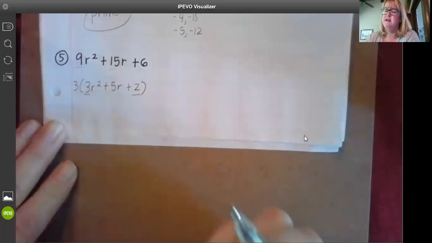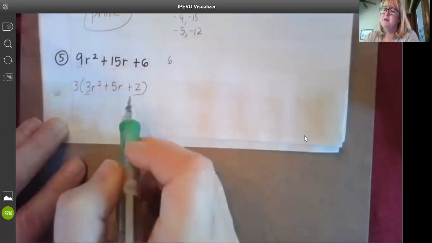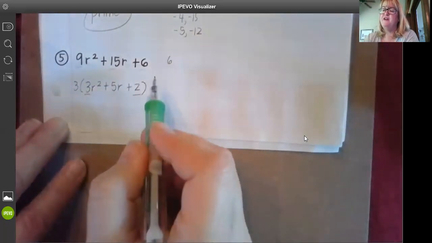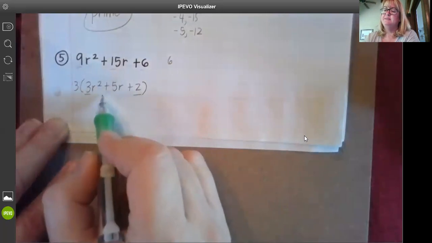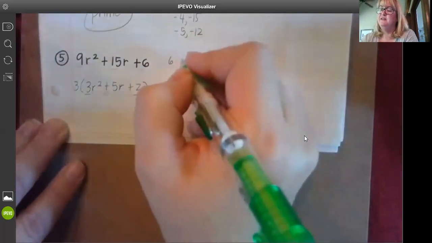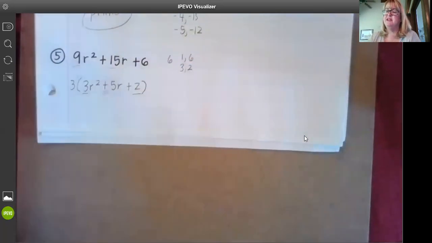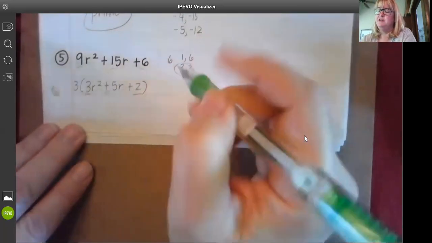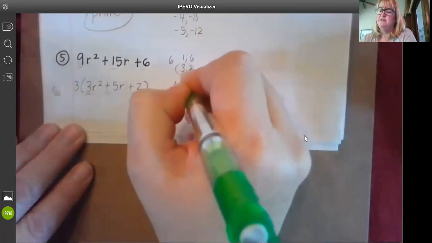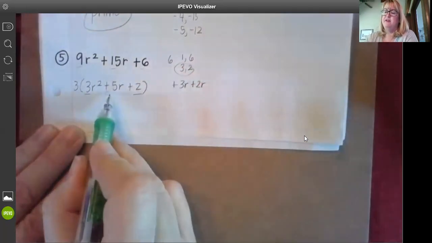Multiply a and c. 3 times 2 is 6. It's positive, so either both factors are positive or both are negative. All right, since the middle term is positive, they're both positive. So 1 and 6, and 3 and 2. Which ones can I combine to give me 5? It's going to be 3 and 2. So it's going to be a positive 3r plus 2r. And when I combine them, I get 5r.